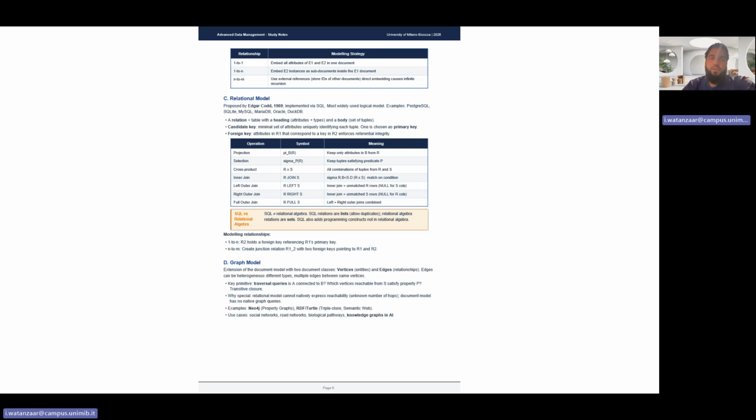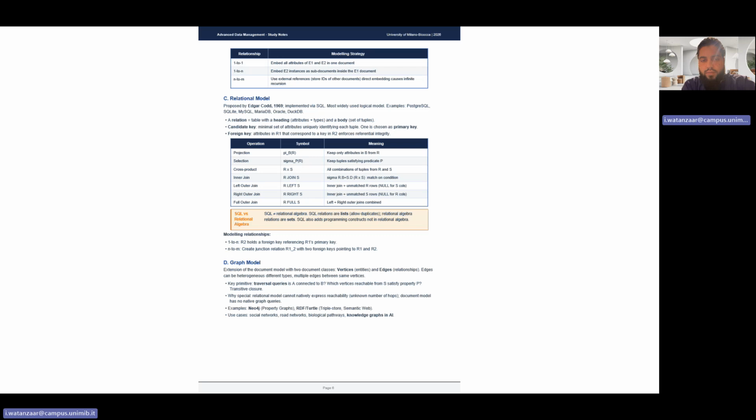So what are the examples? Which databases mainly use the graph model? We have seen Neo4j, property graphs, and RDF or Turtle. RDF is the Resource Description Framework, and Turtle is its syntax. A triple store is nothing but subject, predicate, and object. It's the semantic web. Use cases include social networks, road networks, biological pathways, and knowledge graphs in AI in the modern era.